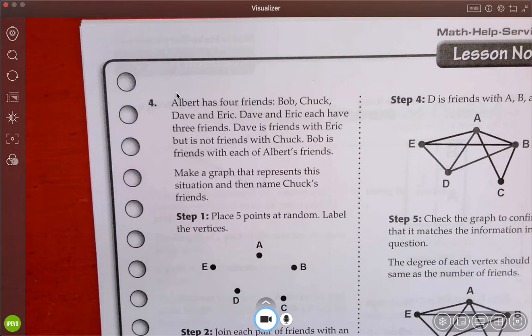Dave and Eric each have 3 friends. Dave is friends with Eric, but is not friends with Chuck. Bob is friends with each of Albert's friends. Make a graph that represents the situation and then name Chuck's friends.